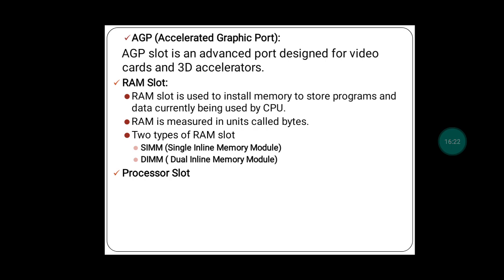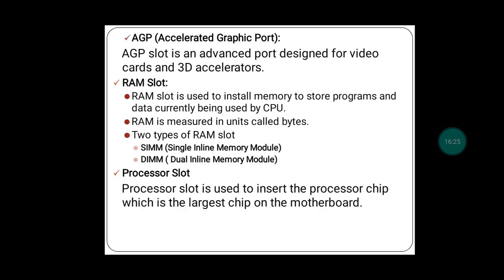The next slot is the processor slot. As the name suggests, we use this to insert a processor chip, which is the largest chip on the motherboard. Which processors are we using? We are using i3, i5, i7. To insert those processors onto the motherboard, we use a slot called the processor slot. So the processor slot is used basically to insert a processor chip, which is the largest chip on the motherboard.